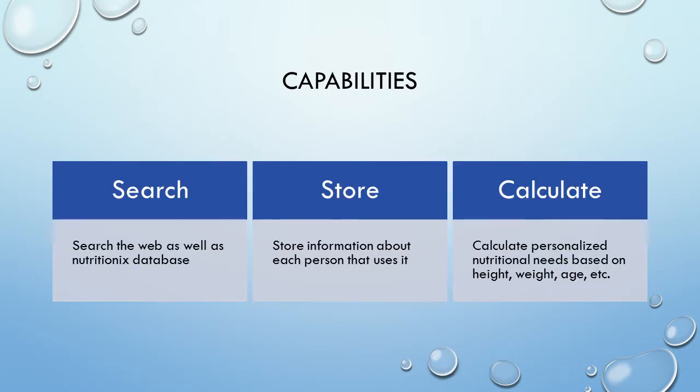The capabilities of this app are pretty straightforward. Search, store, and calculate. The search function searches the food database and returns nutritional information. The store function uses core data so that the person who uses the app doesn't have to enter their information every single time. And the calculate functionality contains algorithms to calculate a person's nutritional needs based on the information that they entered in.